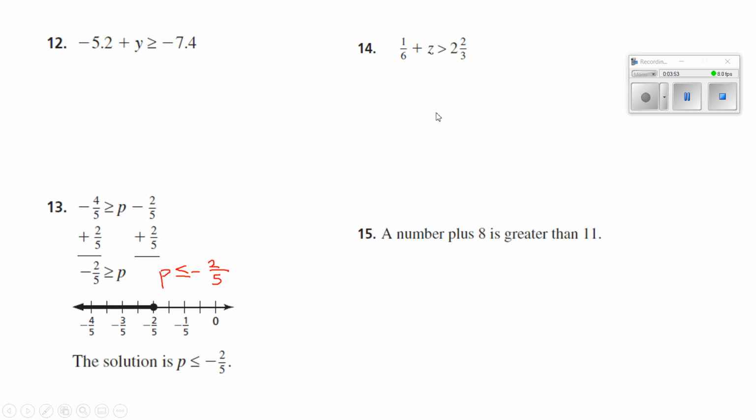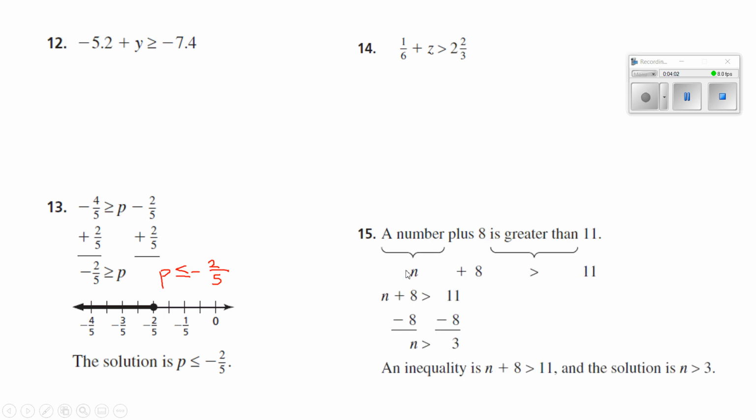All right, let's go ahead and do number 15, a number plus 8. So some number plus 8 is greater than 11. So n plus 8 is bigger than 11. Now I've got to solve it. I've got to get n by itself, so the opposite of +8 is -8.